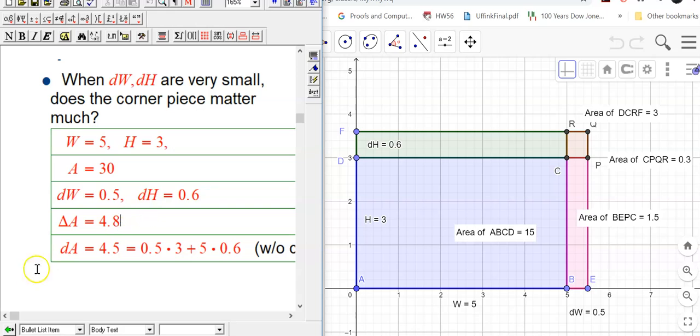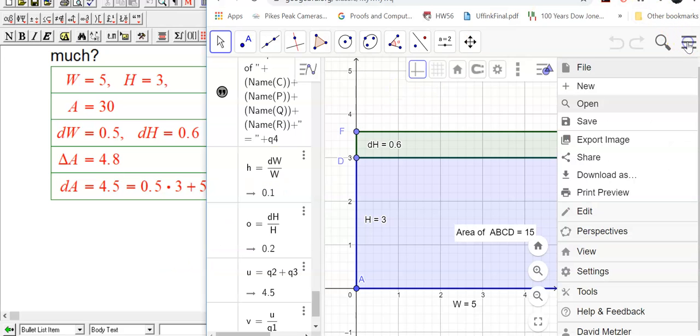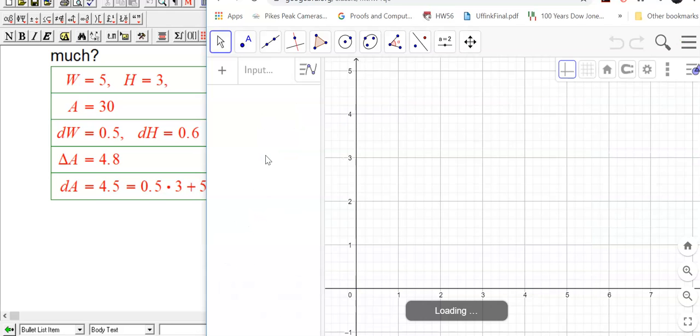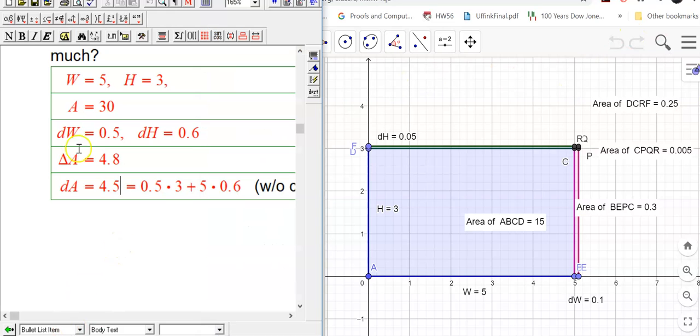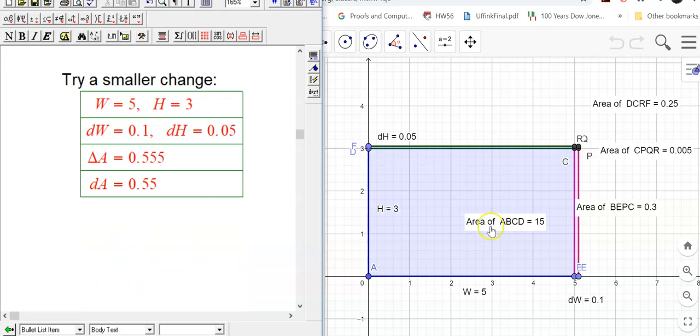So the 4.8 seems like it would be the right calculation here, but I claim the 4.5 is more on the right track. So I pre-prepared a slightly different version of this. Okay, so now I've got something where I've cranked it down. I'm not changing the original W and H here, just to save time. But now dW is just 0.1. I'm really not cranking it down that far, but I want it to still be visible on the screen. And dH, 0.05, is about as small as I can get and still have some sort of visible width there.